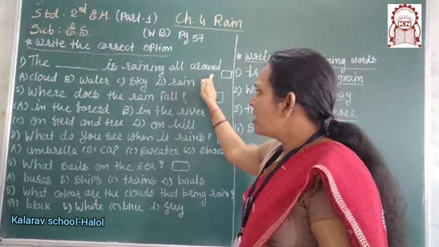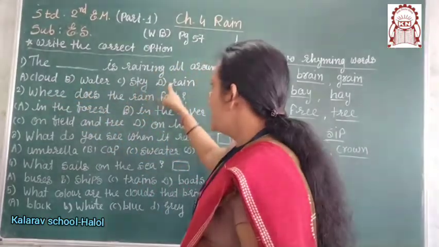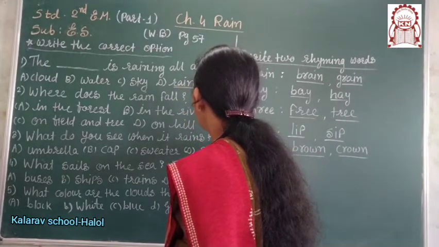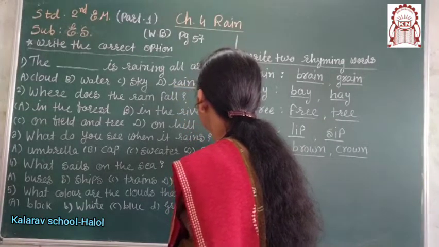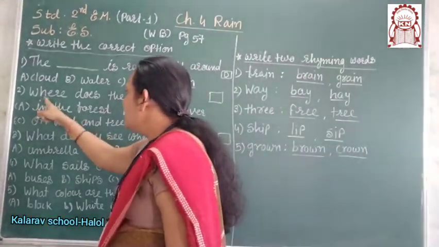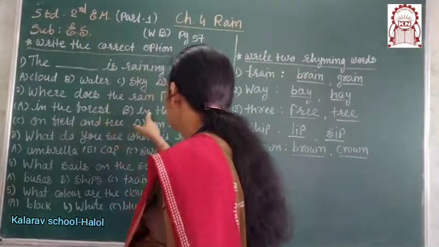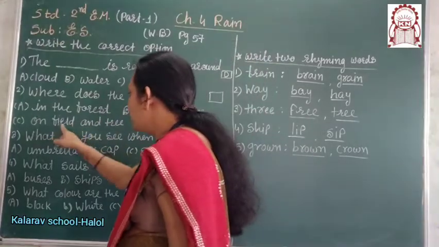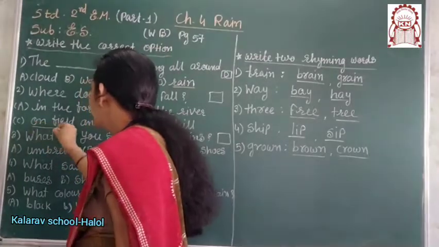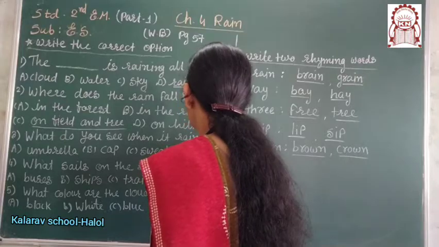Where is it raining all around? A cloud, B water, C sky, D rain. So which is raining all around? It is the D. And write in the box also. It is the D. Now, second number, where does the rain fall? In the forest, in the river, on the field and trees, and on the hill. Then on the field and the trees. Right?